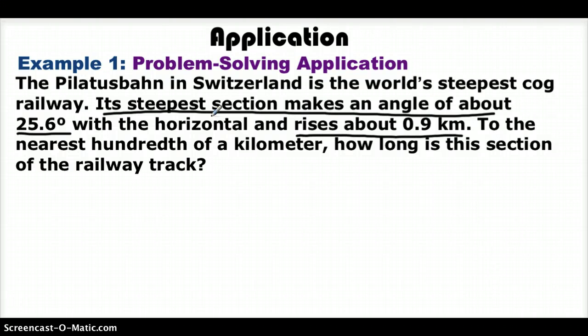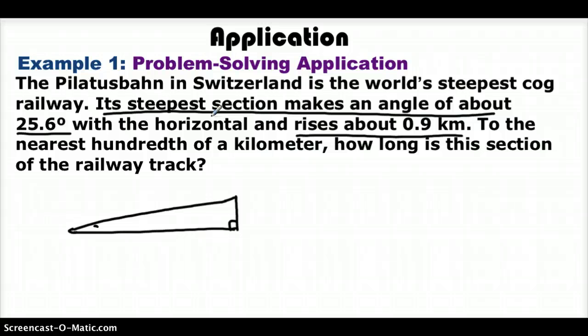So our picture really does not have to be perfect at all. Let's just do this. Here's our level ground, here's maybe the railway, and then this represents the rise. Here's our right angle. This would represent our 25.6 degrees, and this is 0.9 kilometers, our rise. If you want to label this with letters, we could call this A, B, and C. You can really model that in just about any way you want.